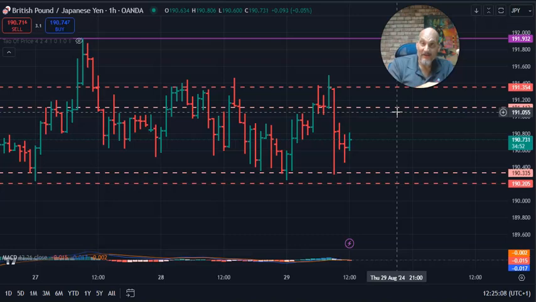The other side, the thrust upward, is we need to crawl above 191, the figure, and then get above 191.62. Close above 191.62 with confirmation, and then this marketplace is on target at 193.07. And this is what I thought it was going to do. I thought that it was going to base.